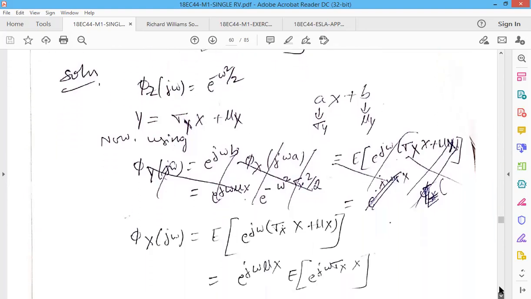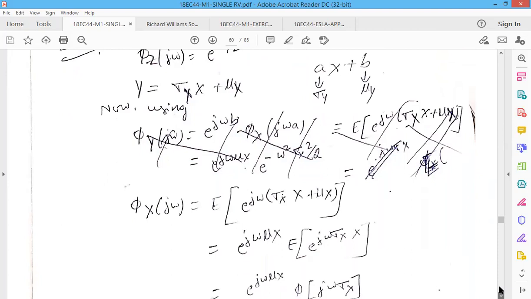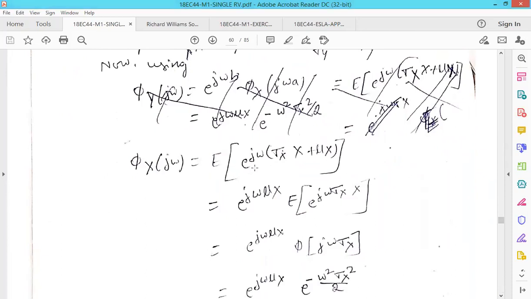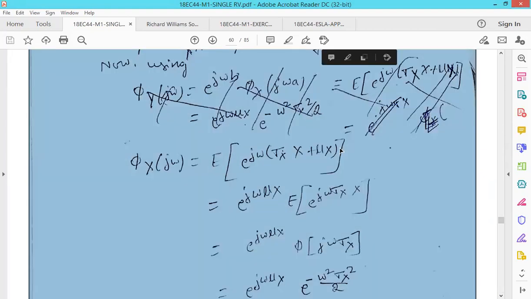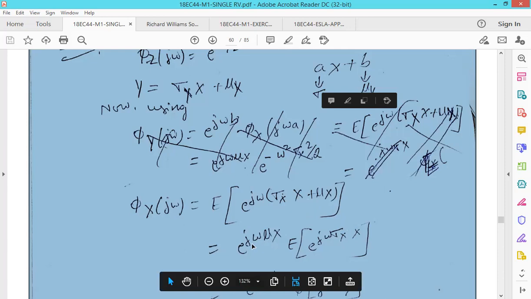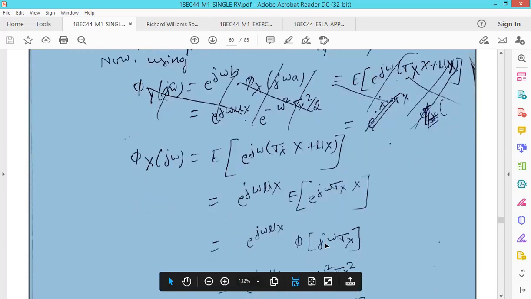So here, as we know, the characteristic function phi x of j omega can be expressed in terms of the expectation operator. So we can write expectation of e to the power j omega x. So here instead of x, we are given the transformation function, so whatever transformation function is given here, substitute that. So we will be writing in terms of x, that is e to the power j omega into sigma x x plus mu x, and here you can take e to the power j omega mu x outside, as it is independent of the variable x.